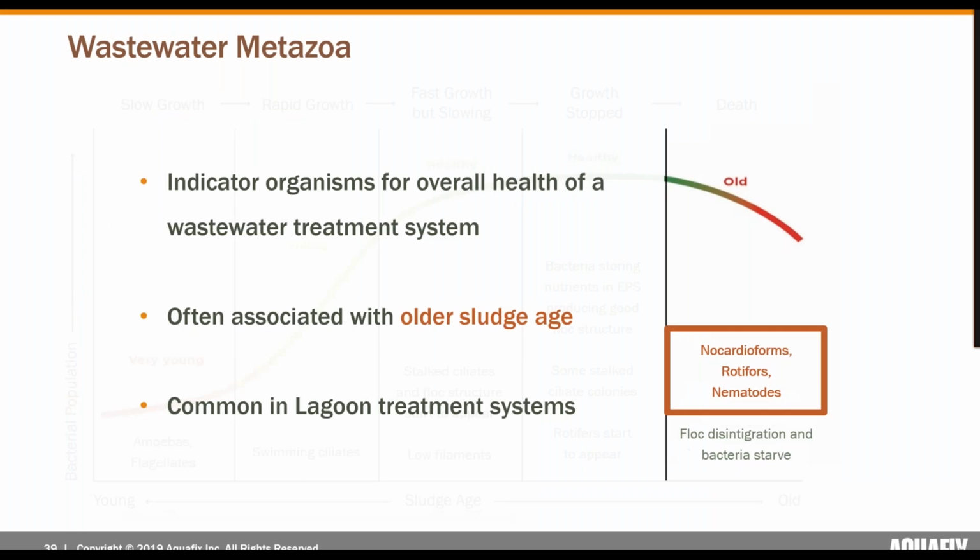Moving on from some of the different types of protozoa and what we see and what they really mean to us, we now can start to discuss metazoa. And as I said earlier, metazoa are often more complex in comparison to protozoa, and similar to protozoa, they often are used as indicator organisms for overall health in a wastewater treatment system. And so metazoa, because of their complexity, are often associated with old sludge ages due to their slow growth and development. Because of this, metazoa are actually commonly seen in lagoon treatment systems, as well as complete mixed activated sludge systems that are operating at an older sludge age.